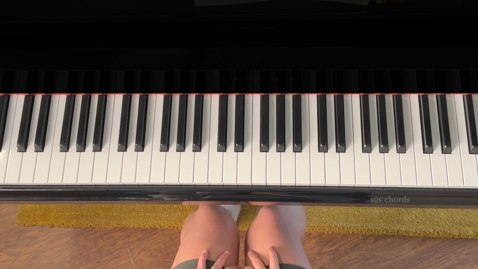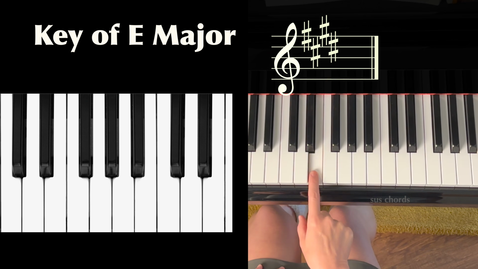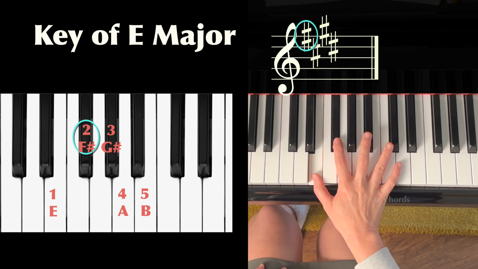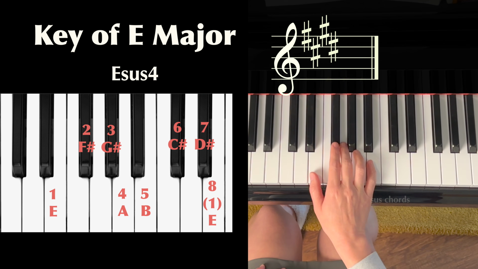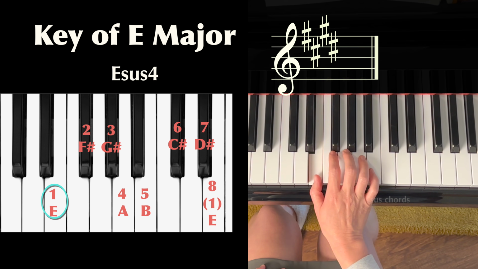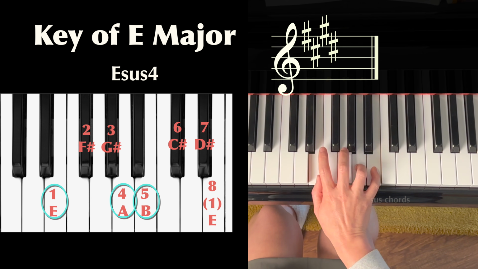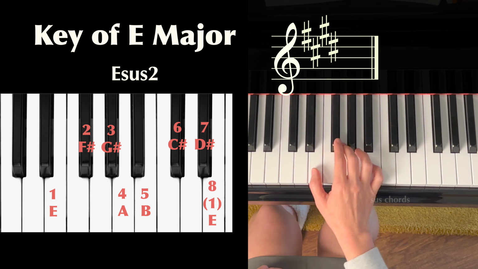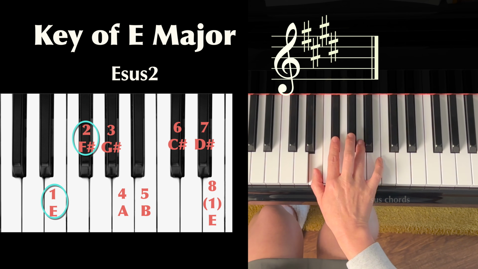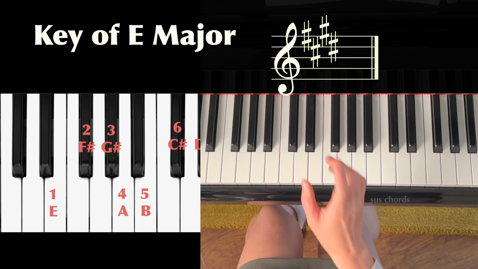If you know your key signatures well, you'll have no problem understanding what notes need to be included in sus chords. For example, if you're in the key of E major, there are 4 sharps, F sharp, C sharp, G sharp, and D sharp. An E sus4 chord, which uses the root, the 4th, and 5th of the chord, is E, A, B. An E sus2 chord, which uses the root, the 2nd, and the 5th of the chord, is E, F sharp, B.